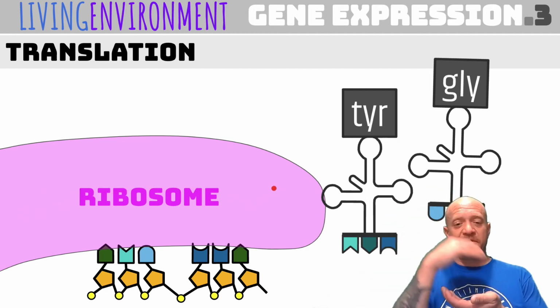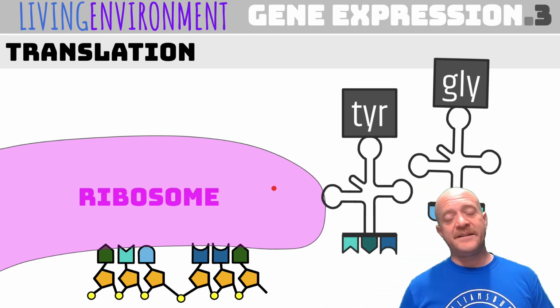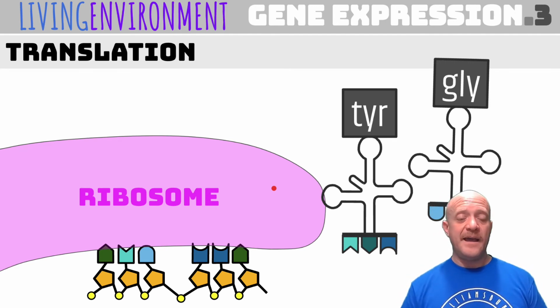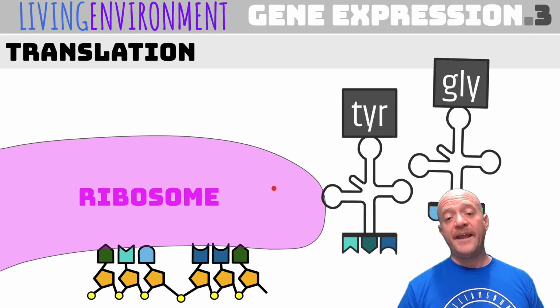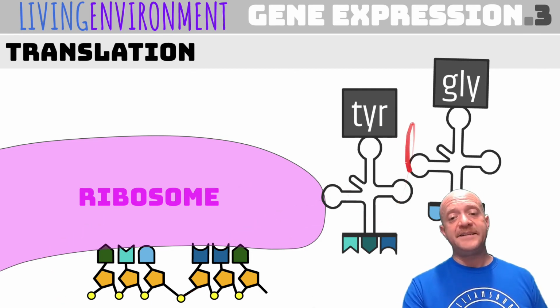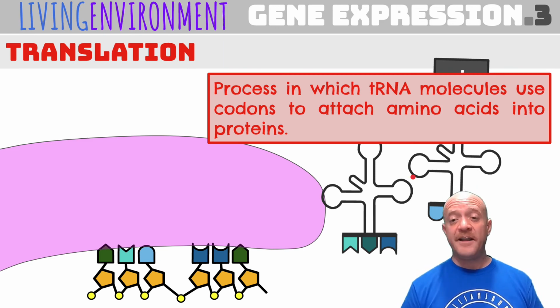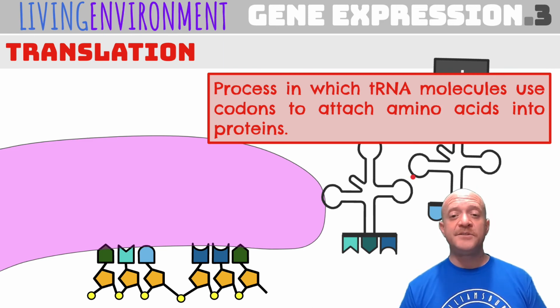There's going to be two parts of the ribosome, one on top of the other. It basically looks like two halves of a cookie if you look at it from the side. And we're going to have RNA, mRNA, which is down here, and the tRNA up here. And translation is the process in which tRNA molecules use codons to attach amino acids into proteins.